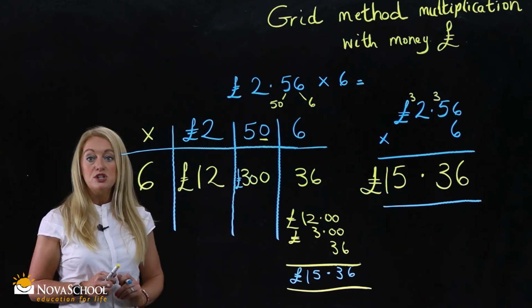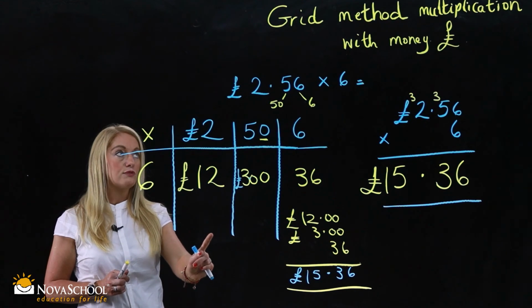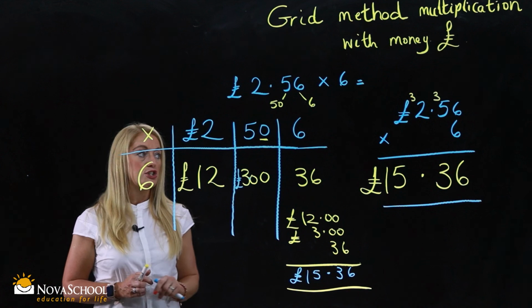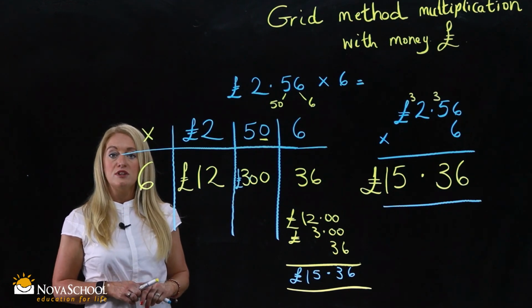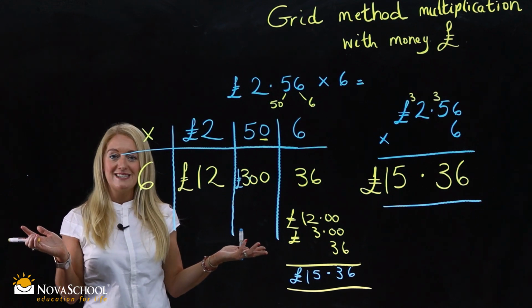Okay, shall we check we have the same answer for both methods? Good. My grid method multiplication with money and my traditional multiplication method with money. The same answer. Well done, everybody. Have a go at it and see what you think.